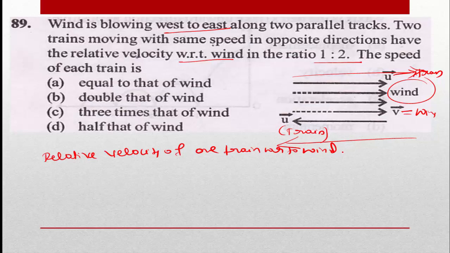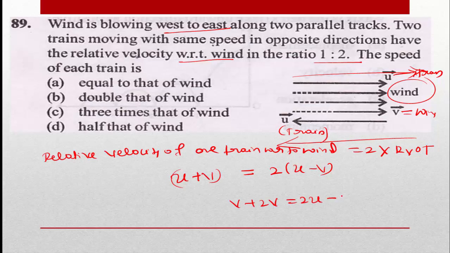Relative velocity of one train with respect to wind is 2 into relative velocity of the other train. Therefore relative velocity of one with respect to wind is u plus v. u plus v is equal to 2 into u minus v. Therefore v plus 2v is equal to 2u minus u.